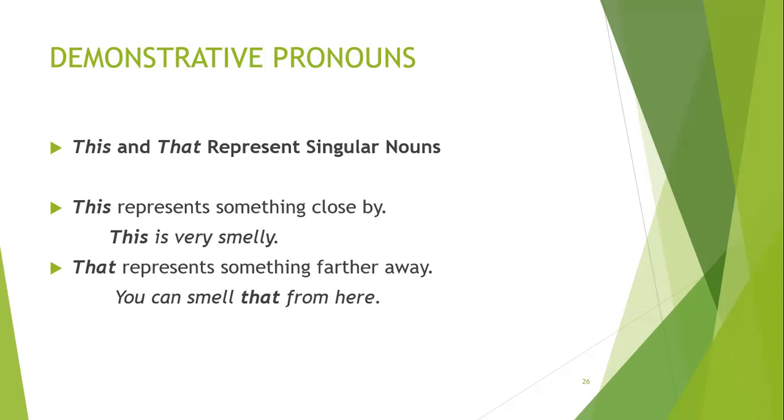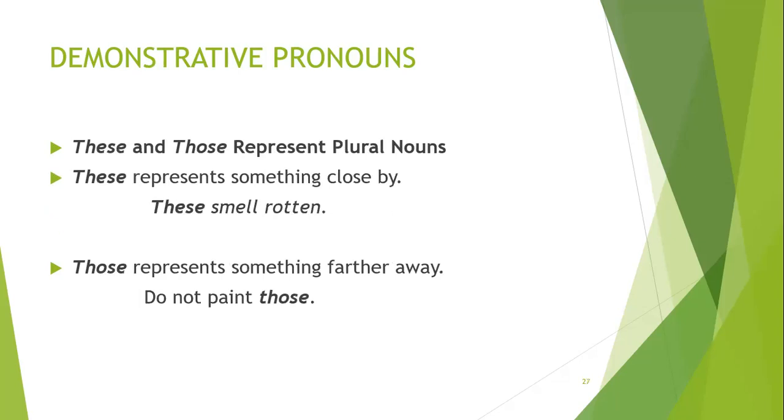We use this if the noun you're talking about is close by. So we are looking at proximity, right? So this is very smelly means that whatever it is you're talking about is close to you. But that is used when the thing is further away from you. So you can smell that from here. So that thing that we are smelling is far away, and yet we are here and we can smell it.